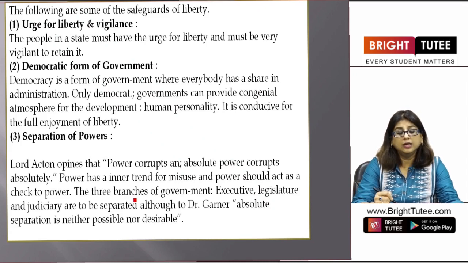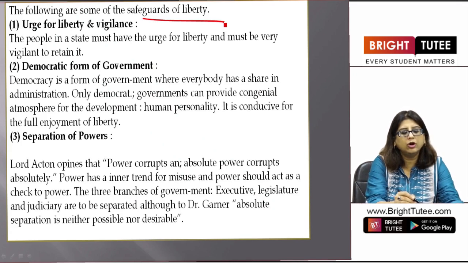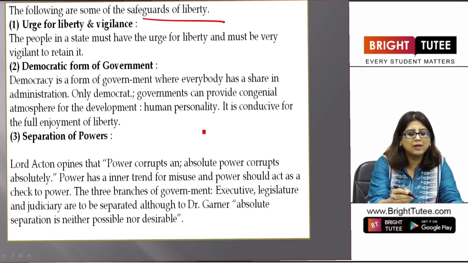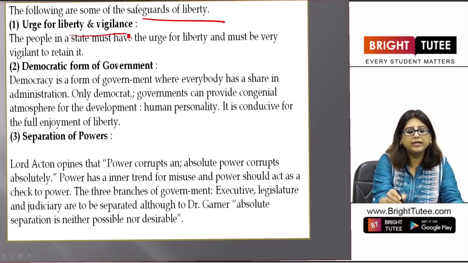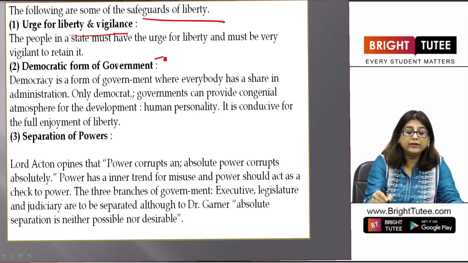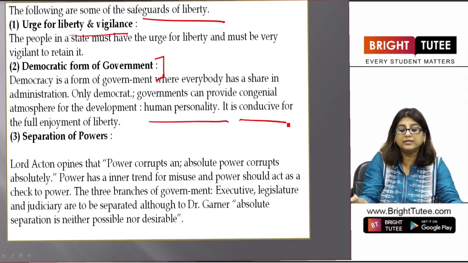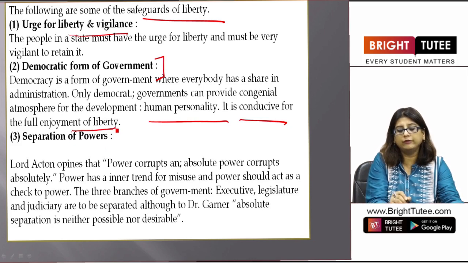Okay, the following are some safeguards of liberty. We have already discussed a lot. Let's wind up in this summarized way. Urge for liberty and vigilance. That means the people in a state must have the urge for liberty and must be very vigilant to retain it. Then democratic form of government, as I have already told you, is a government where everybody has a share in the administration. That means government can provide a congenial atmosphere for the development of human personality. It is conducive for the full enjoyment of liberty.